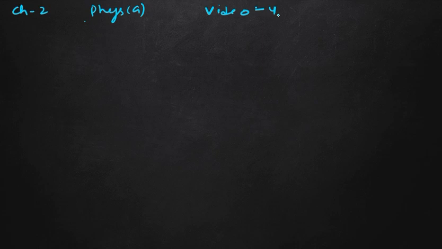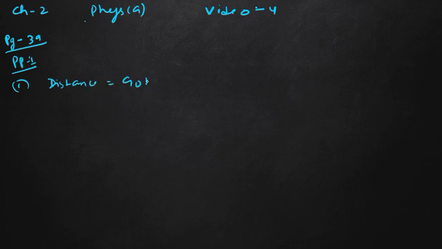Practice problem number 1 on page number 39. So first question. Please open page number 39 of your physics book. The question is, a car covers 90 km in 1.5 hours. So one distance is our 90 km.